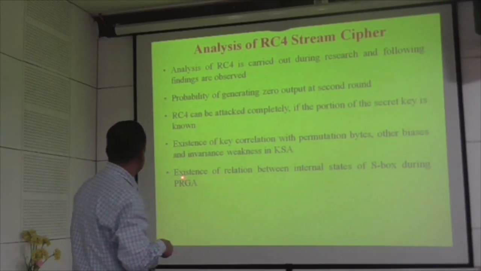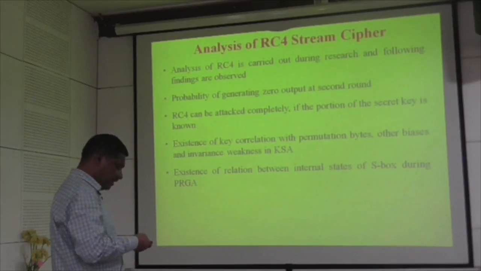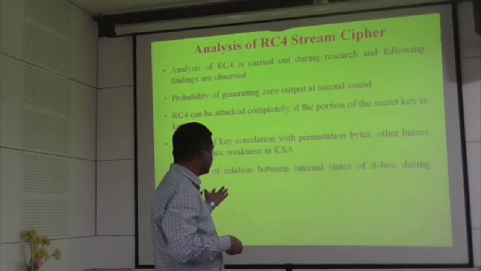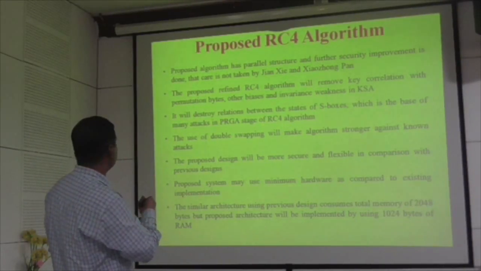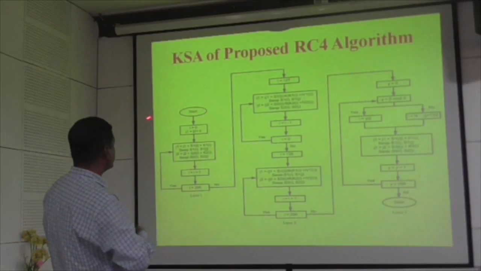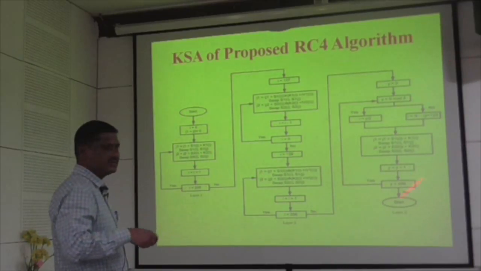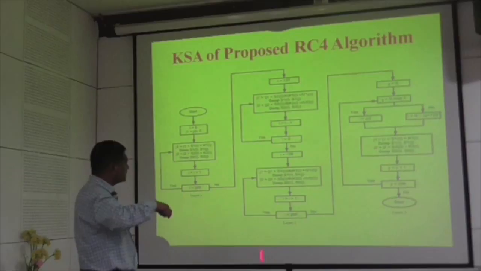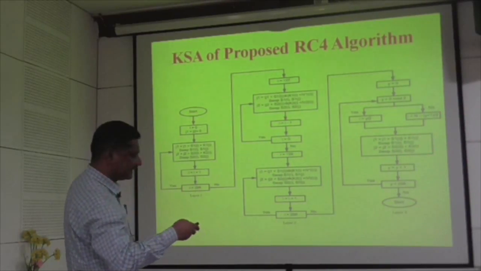To break this, we have modified this particular algorithm using some other concepts. The existence of a relation between the internal states of the S-box will again increase the attack on this particular algorithm. These are some research works. This is the proposed algorithm, in place of KSA, a 3-layer KSA is used. In this case, it will do the scrambling in decreasing order, randomly, using odd numbers and even numbers.